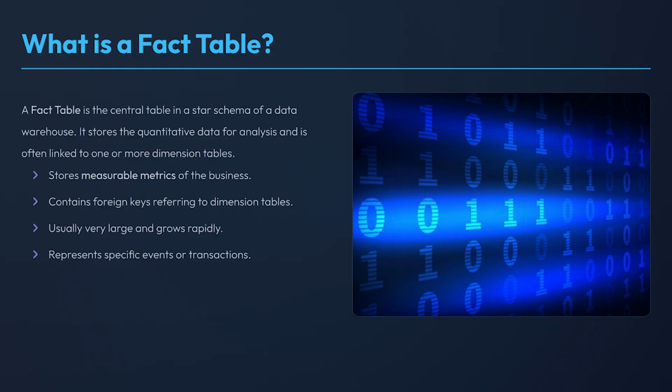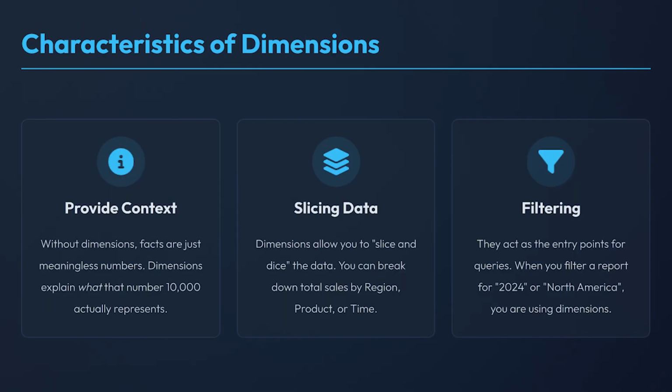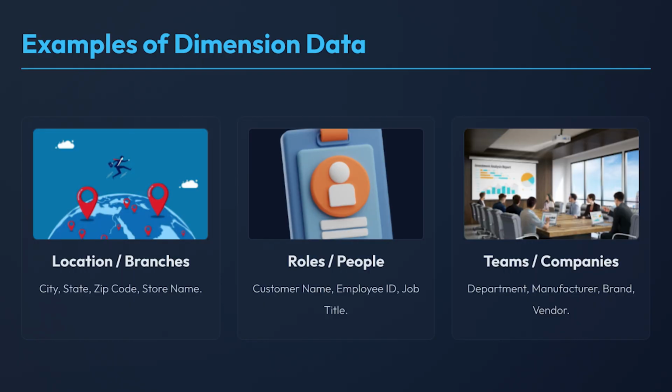And then the other one is going to be dimension tables. Dimension tables are going to store descriptive attributes about the facts. They provide context for slicing and filtering. Examples are going to be dates, branches, roles, companies, and teams.